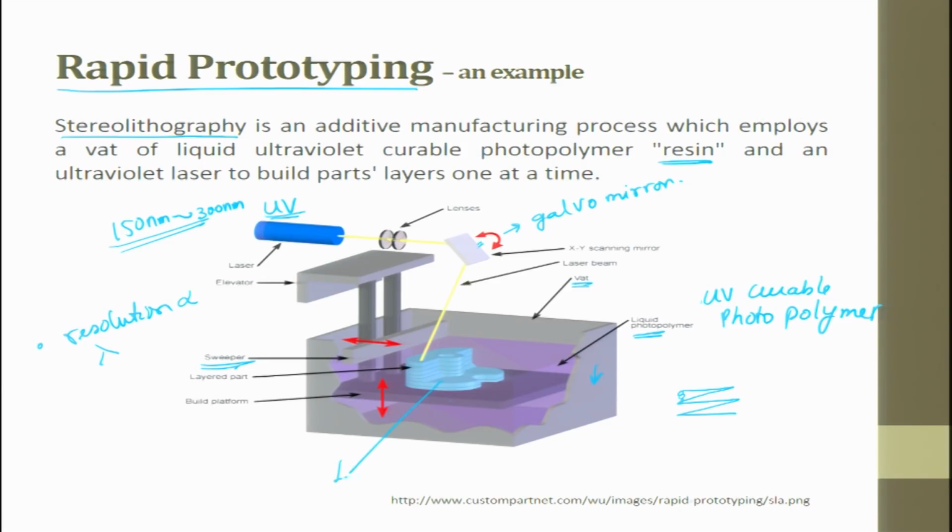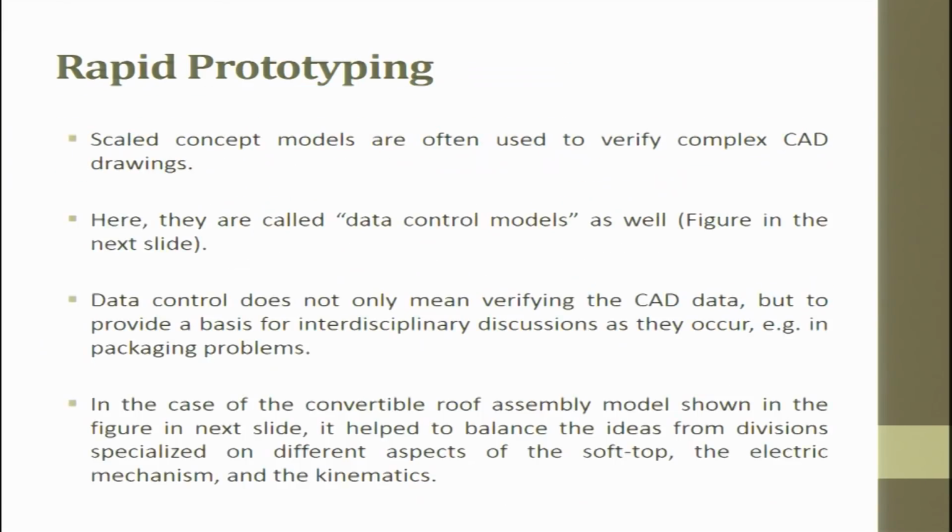Whatever part has come out here is only a show and tell part, or a concept part, which is used to give a customer a feel of how it looks, or they can check the proportionality, or they can check the form and the fit. So, the scaled concept models are often used to verify complex CAD drawings. Here they are called data controlled models, as we will see in the next figure.